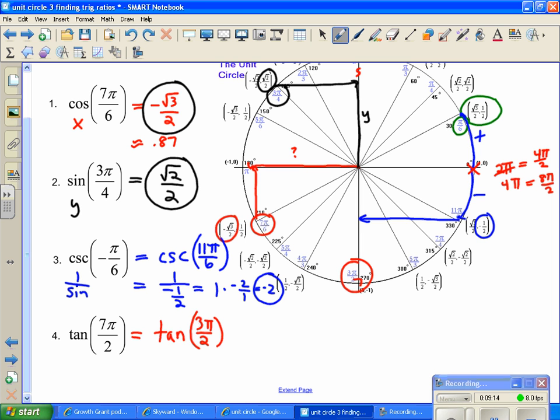All right, the tangent is equal to the y value divided by the x value. So the ordered pair at that location is 0, negative 1. We have negative 1 divided by 0, which makes an undefined answer. So it is possible, especially in tangent, cotangent, secant, and cosecant, that you will get an undefined answer, that it's not possible to evaluate those trig functions at those t values.